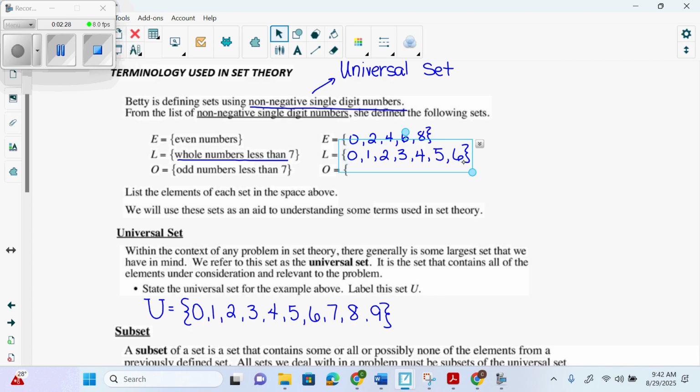The next one says odd numbers less than 7. So what am I going to start at? 1. So I'm going to have 1, 3, 5. Do I include 7? No, because it says less than, right? So we list them in the space above, and we'll use these to make the definitions below make sense.